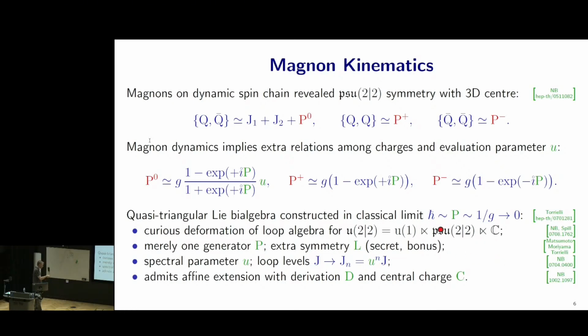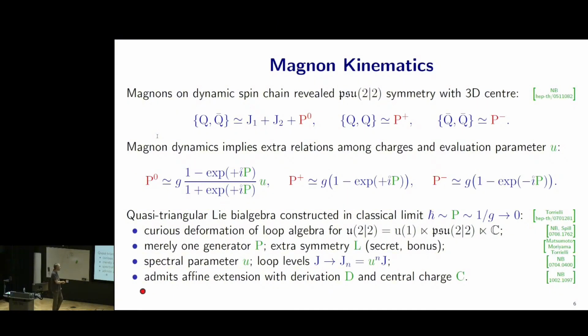And by investigating this classical limit, we found that the symmetry algebra is actually something much like a U(2|2) algebra, which is PSU(2|2), but with one additional central charge and one additional derivation. That is somehow different from that picture. We only have one generator P, and we also found an extra symmetry through looking at those classical algebras. It's also a loop algebra, so we do have a spectral parameter, which means that all of these generators get lifted to arbitrary loop level in this loop algebra sense. That is what you usually have in integrable systems.